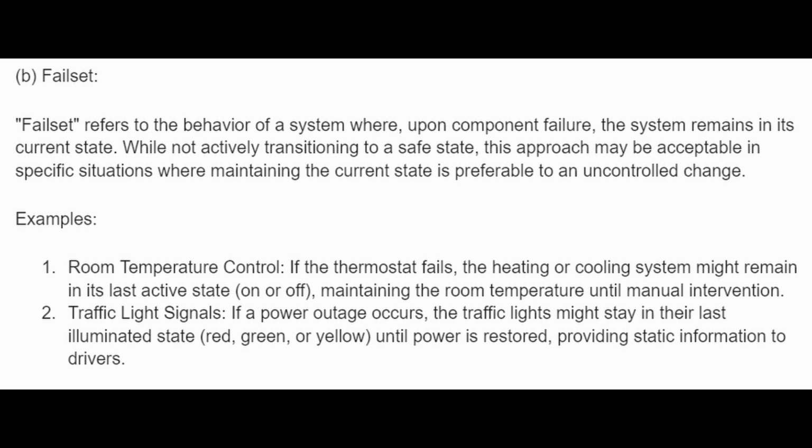If the thermostat fails, the heating or cooling system might remain in its last active state, on or off, maintaining the room temperature until manual intervention. 2. Traffic light signals. If a power outage occurs, the traffic lights might stay in their last illuminated state, red, green or yellow, until power is restored, providing static information to drivers.